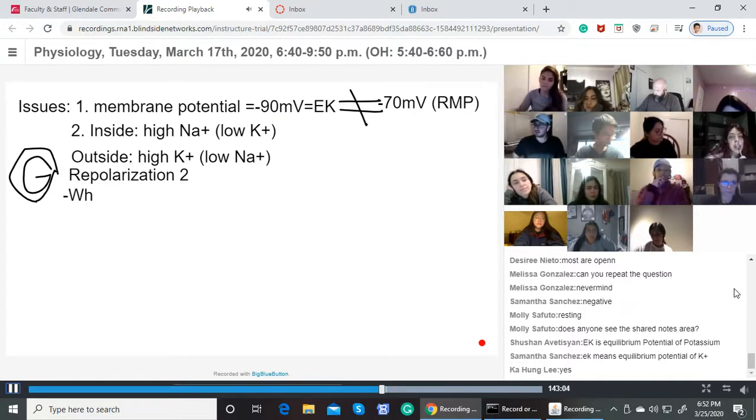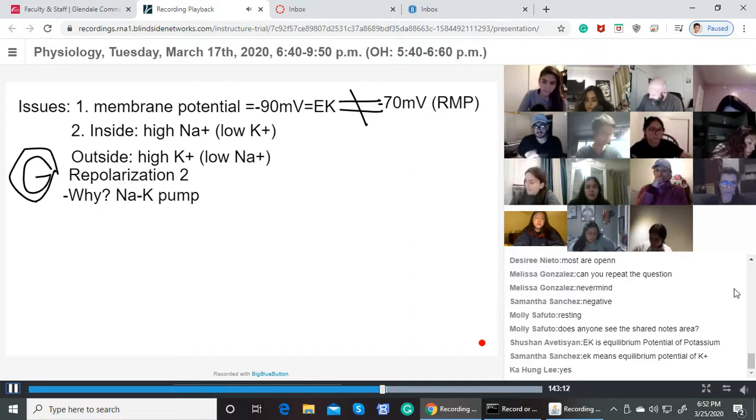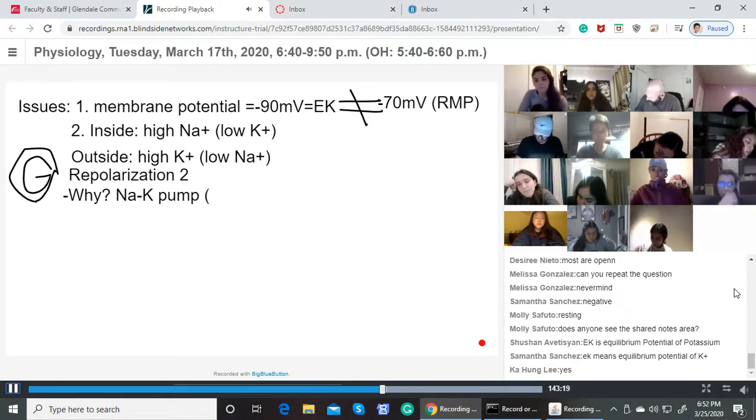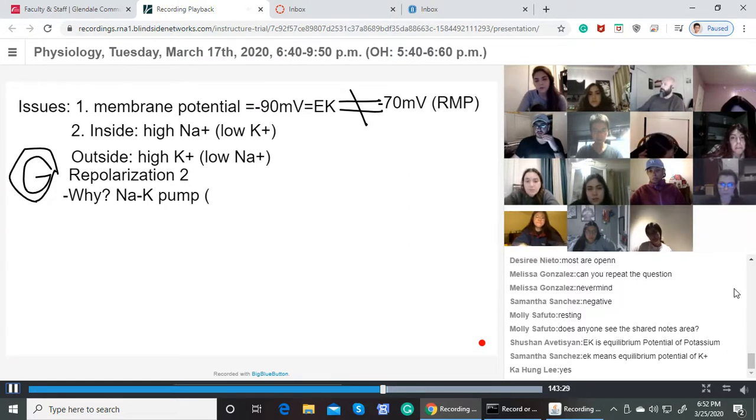Why? Because of the sodium potassium pump. Remember we learned about this before exam 1. It has something to do with gate rate. Remember the sodium potassium pump? What kind of active transport is the sodium potassium pump? Anyone remember? You only have 2 choices, primary or secondary. Primary active transport. Correct, Amanda. Primary active transport.